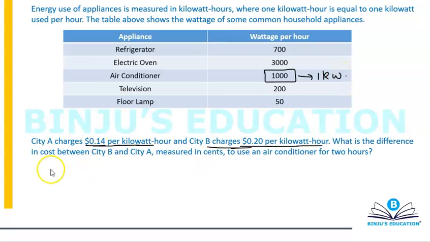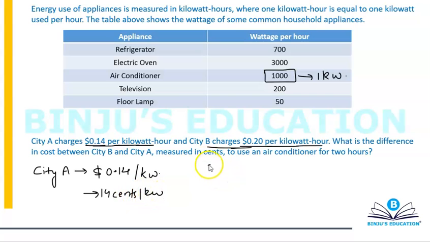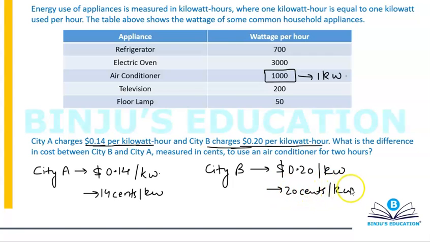And we can say that City A is charging $0.14 per kilowatt, so that is nothing but 14 cents per kilowatt. Similarly, City B is charging $0.20 per kilowatt, so that's like 20 cents per kilowatt. So what's the difference in the cost between City A and City B measured in cents to use an air conditioner for 2 hours?